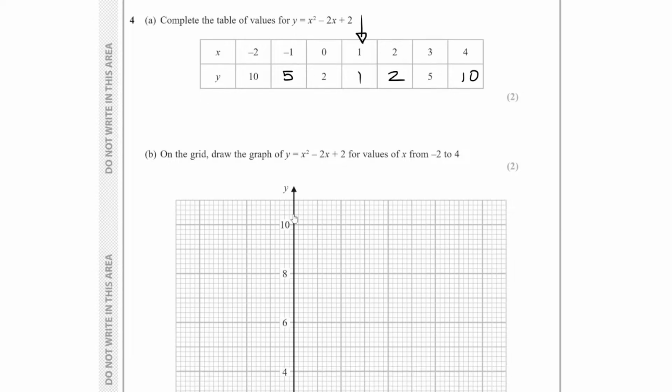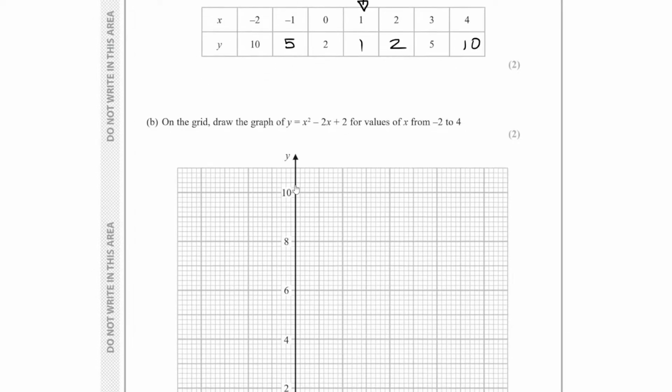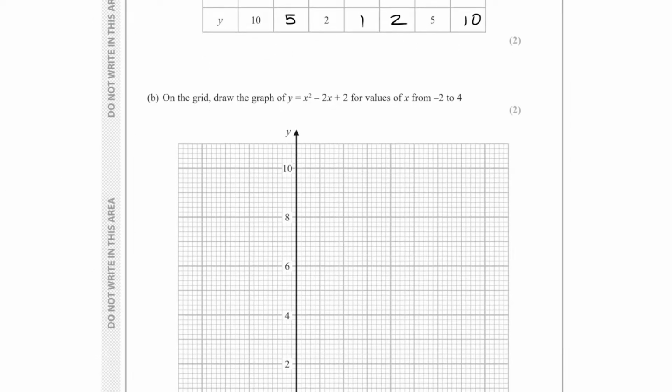Obviously now, we just need to plot those values. So that's pretty easy. You'll be able to see the whole page when you've got it in front of you, but -2, 10, -1, 5. Just be careful of any scale if it's, you know, halfway between and so on.